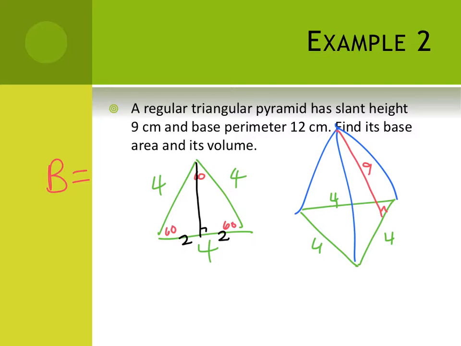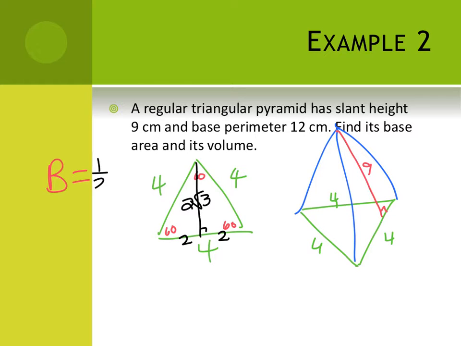So you can either use your 30, 60, 90 triangles or your Pythagorean theorem. Opposite the 30 would be the 2, which is your a. Opposite the 60 would be a root 3 or 2 root 3. And then opposite the 90 is 2a, which is your 4. So whether you use your 30, 60, 90 or your Pythagorean theorem, you'll get the same answer. I'm scared of those roots. So that 2 root 3 is the height of the base.